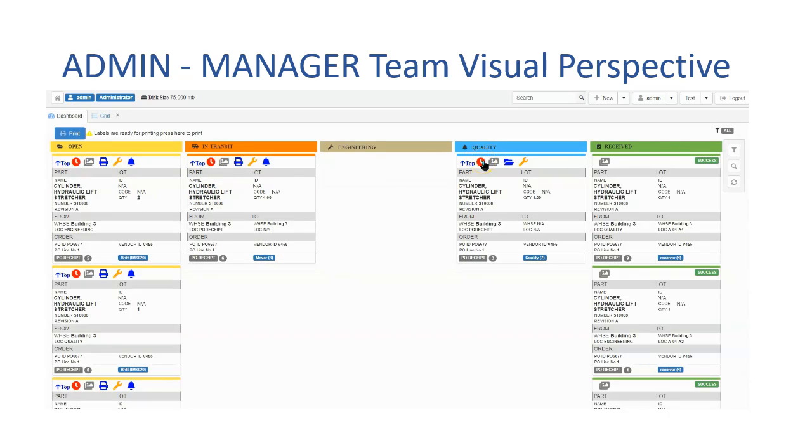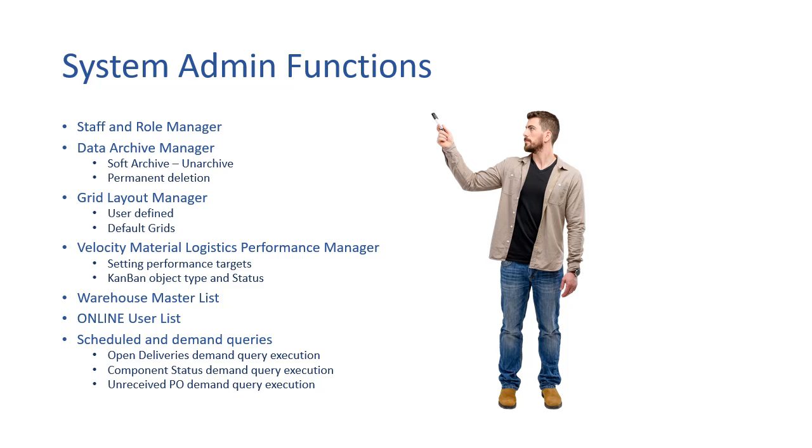Administrators have tools to set material movement performance targets and monitor Kanbans that stay in their status too long and are not moving within targeted times. Next I will show you system administrative functions.